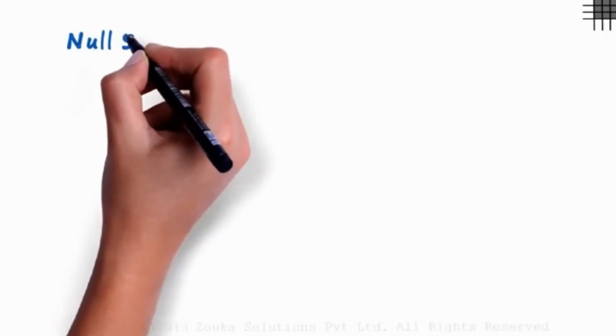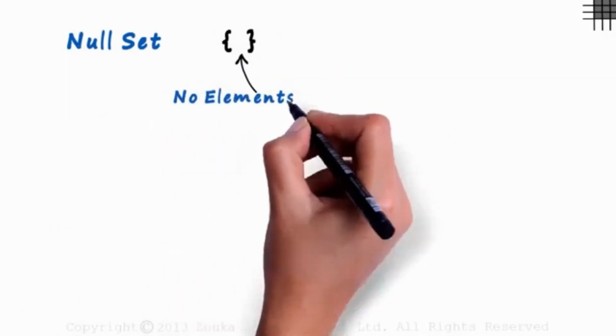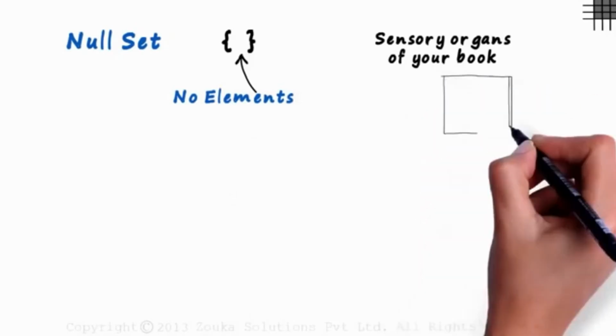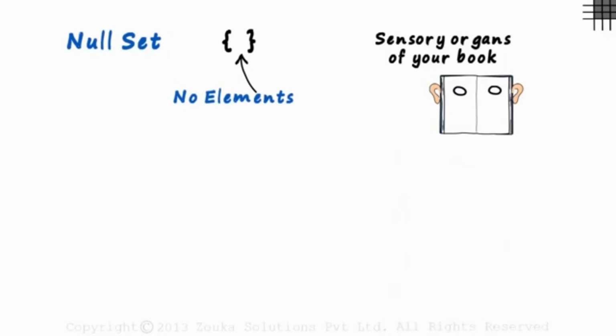What is a null set? It's a set like this with no elements inside it. Like the set of sensory organs of your book? Your book is a non-living thing and does not have ears or eyes, which means it's an empty set or a null set. They both mean the same.